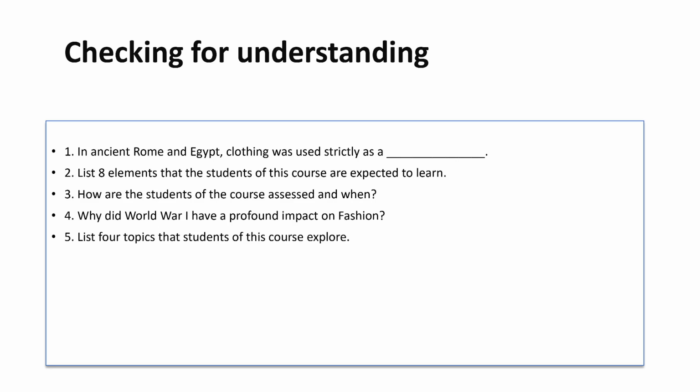Checking for understanding. 1. In ancient Rome and Egypt, clothing was used strictly as a blank. 2. List 8 elements that the students of this course are expected to learn. 3. How are the students of the course assessed and when? 4. Why did World War I have a profound impact on fashion? 5. List 4 topics that students of this course explore.